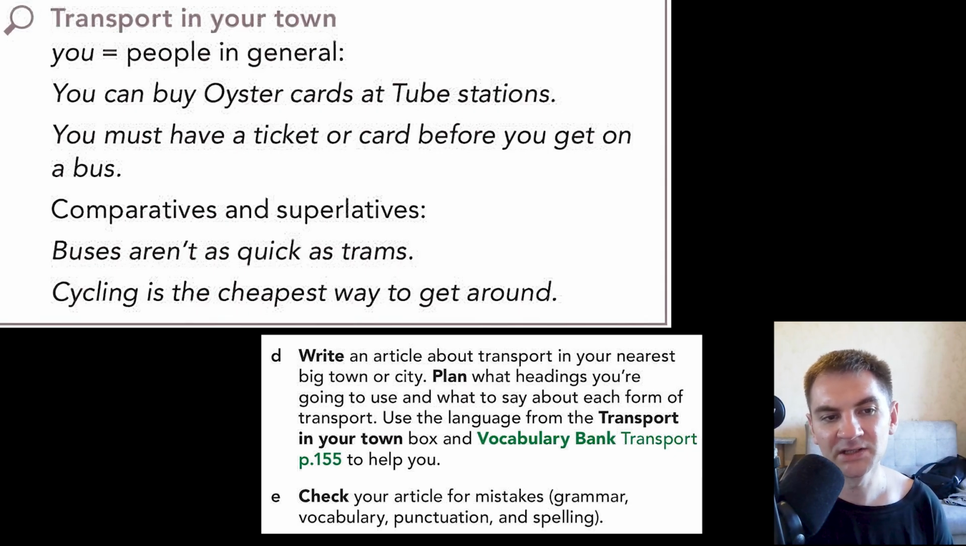You can talk about: is it cheap or expensive? Is it fast or slow? Is it easy to use? What is good or bad about it? And then use language from the box and the vocabulary bank from this lesson to help you.